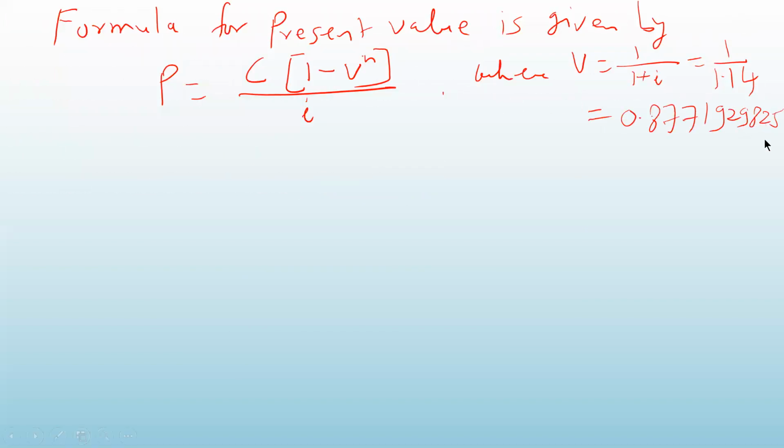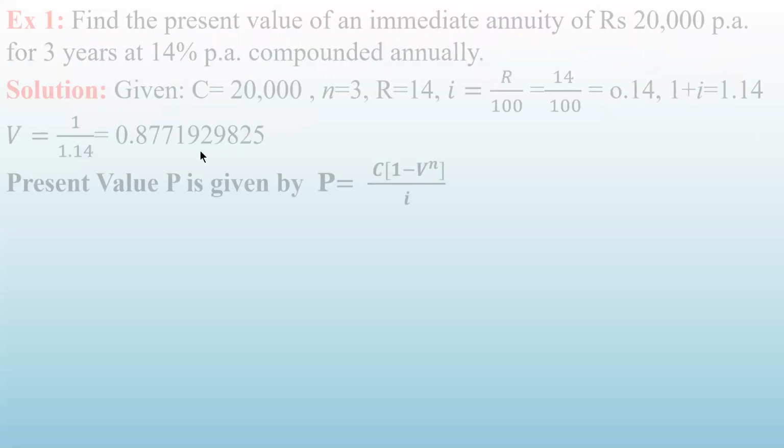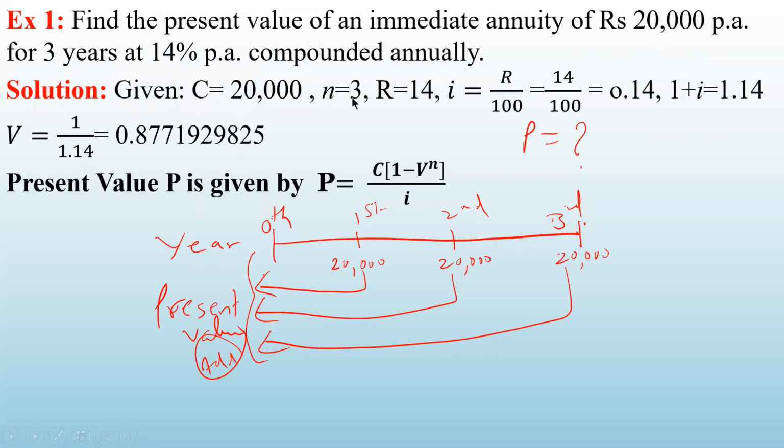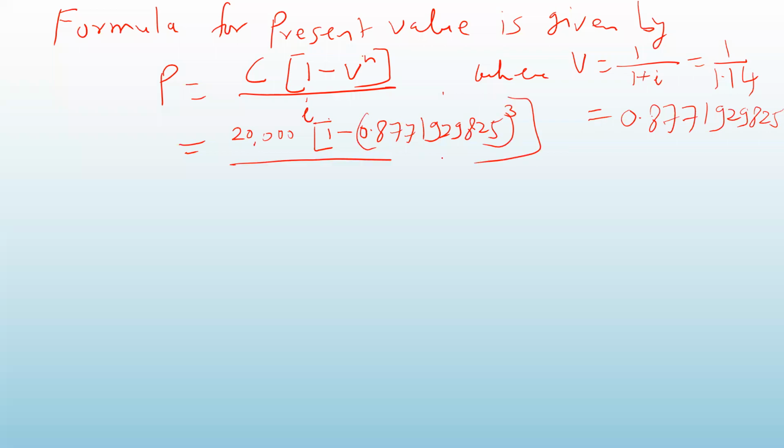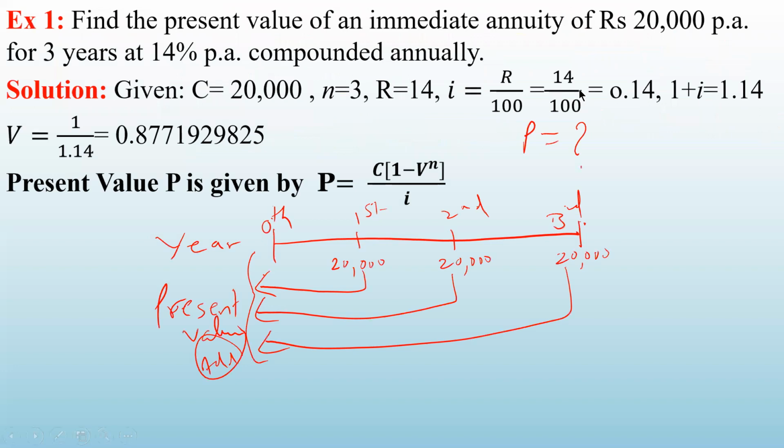So let us put all the values. So what is the value of C? C is 20,000, N is 3. 1 minus V to the power N. V is this, 0.87719298 raised to power 3, divided by I. What is I? I is 0.14.